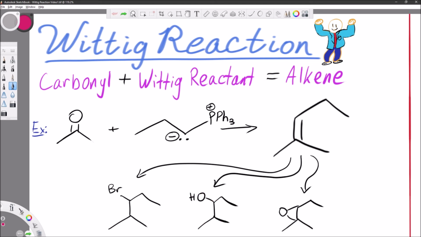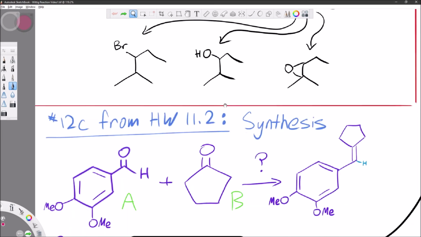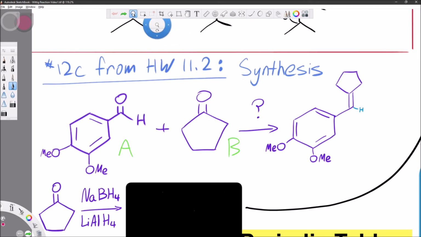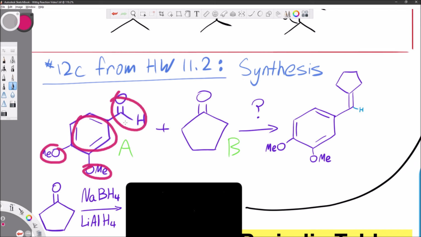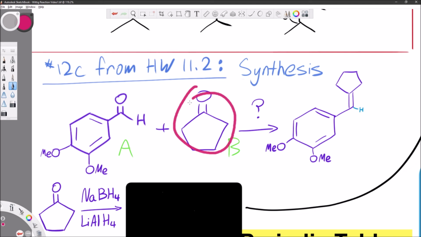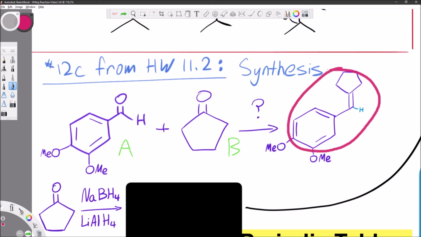To demonstrate the Wittig reaction, I chose problem 12C from homework 12.2, which is a synthesis problem. We have a benzene molecule with an O-methyl and an O-methyl and an aldehyde. Pretty simple. And that is added to some sort of cyclopentane with a carbonyl, and that makes this. But how is the question?